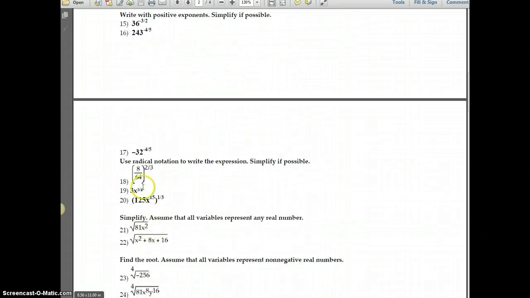Let's go through some other things here. Dealing with exponents, there are a lot of rules. I highly recommend using index cards to write down one rule on each index card to help you remember. Here's one right here, number 17. We have a negative exponent, which means that we're dealing with a reciprocal, or 1 over 32.